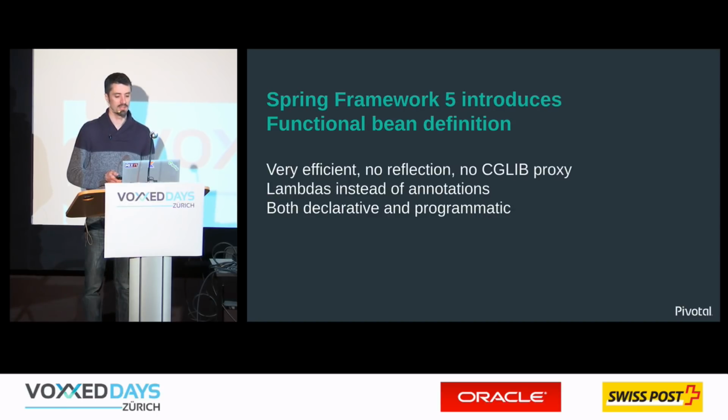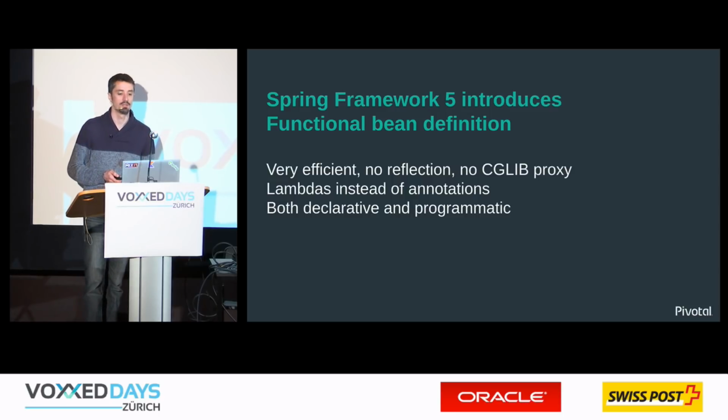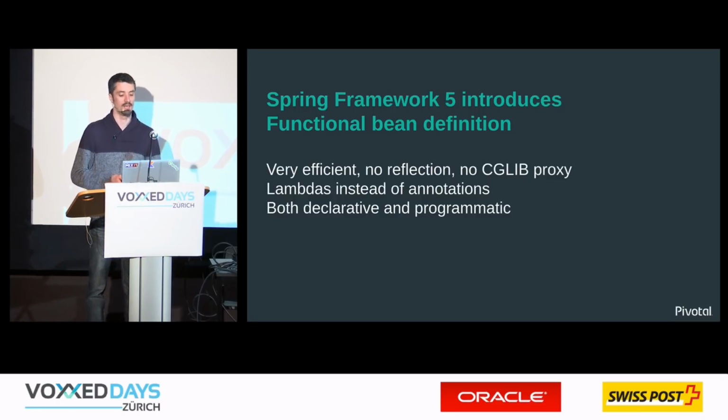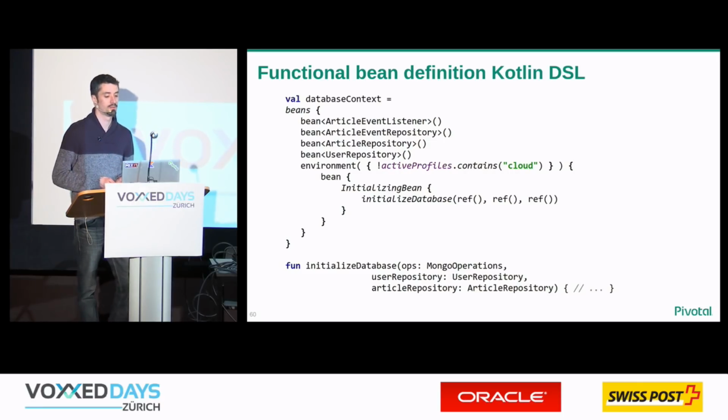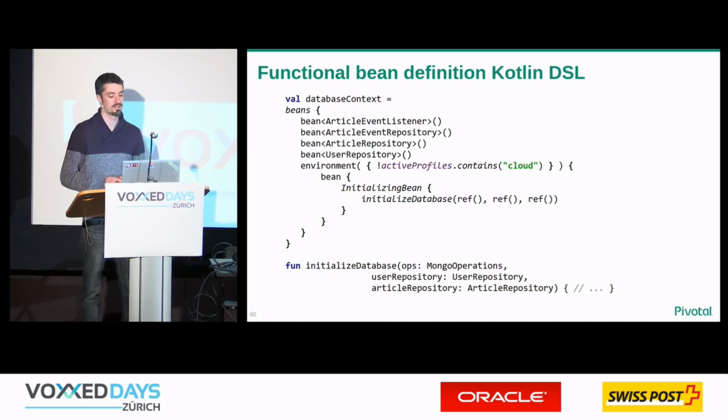Boot plus functional bean DSL. Spring Framework 5 introduced functional bean definition. It's a very efficient way to declare your beans with no reflection, no CGLIB proxies. It's using lambdas instead of annotations. And it's both declarative and programmatic. So functional bean definition with the Kotlin DSL is like that.